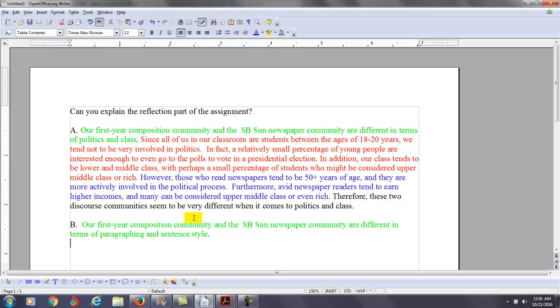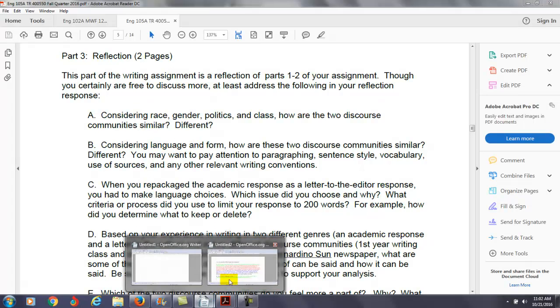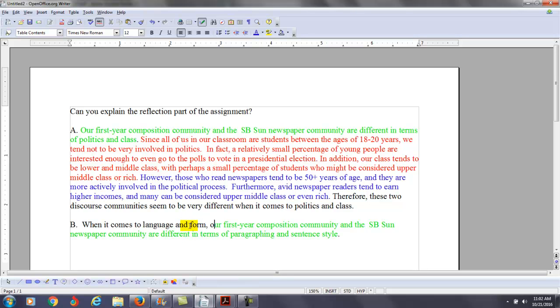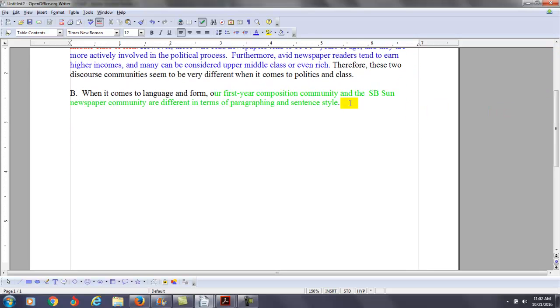Now if you put this, and maybe at the beginning you might say here, think about what I'm doing here, right? Why am I doing that? If you go back to the assignment here, I'm taking some of the key words from the question and I'm stating them in the topic sentence. So it says, when it comes to language and form, our first year composition community and the San Bernardino Sun newspaper community are different in terms of paragraphing and sentence style.